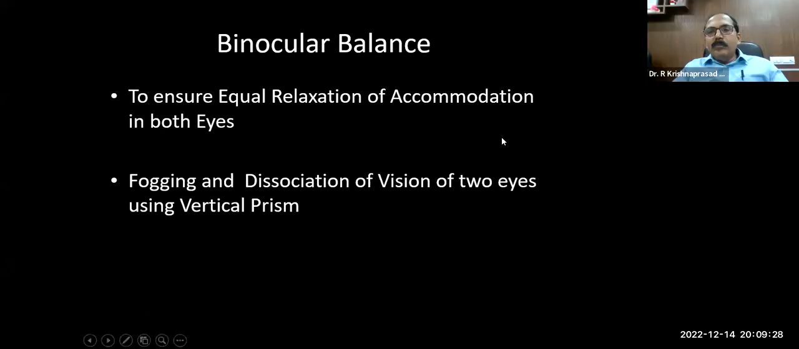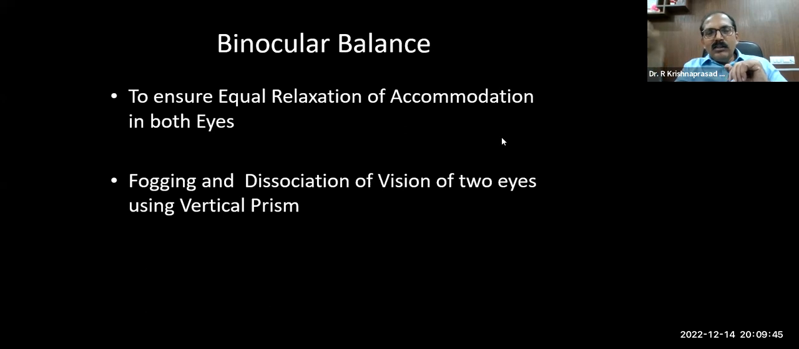Then it becomes actually a problem, right? So the binocular balance, what is the use of binocular balance? It is basically to relax the accommodation equally when you're checking both eyes. So let me give you some idea why this is actually required. I'll give a real life example.